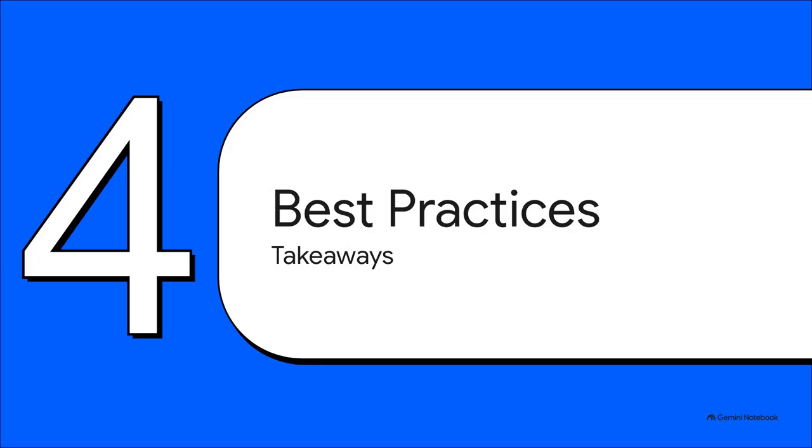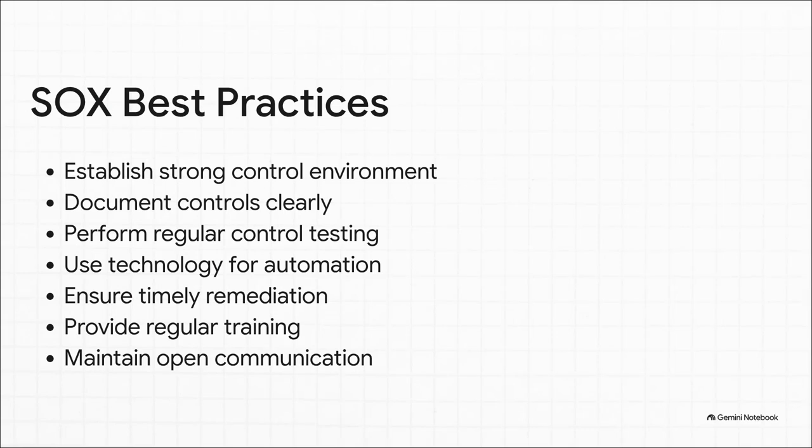And that brings us to Part 4, Best Practices and Takeaways. So how do we proactively prevent those pitfalls? Here are the SOX compliance best practices. Establish a strong control environment. Document controls clearly and consistently. Perform regular control testing. Use technology for automation and monitoring. Ensure timely remediation of issues. Provide regular training and awareness, and maintain open communication with auditors. Basically, committing to these steps actively fortifies your business against literally all the risks we just went through.